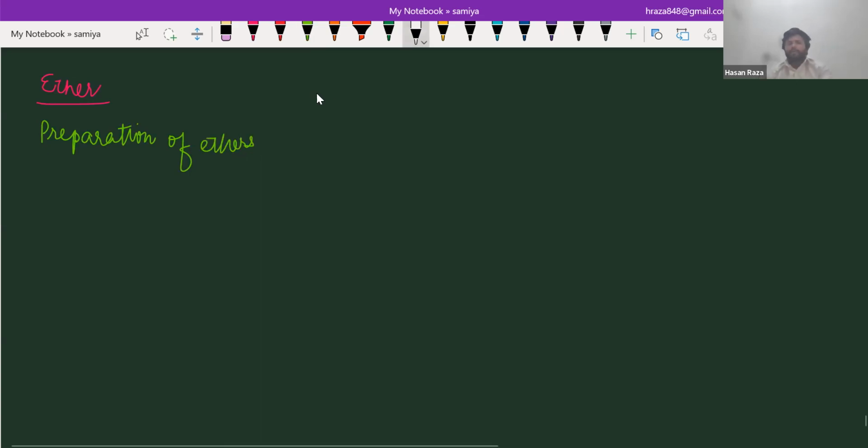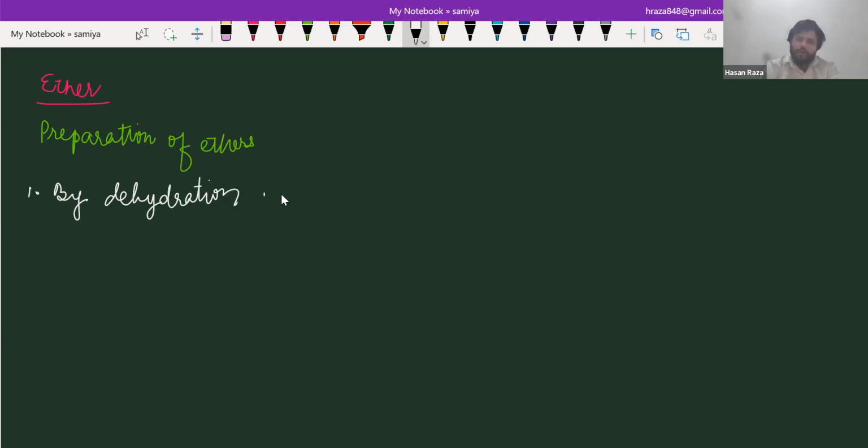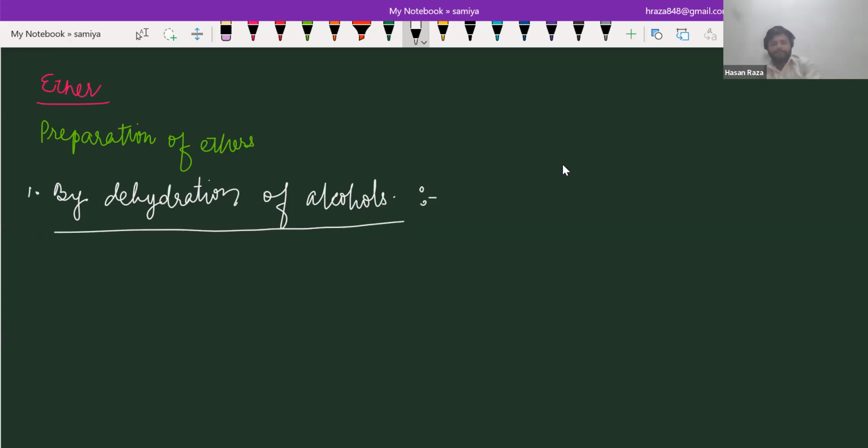So how do we prepare ether? There are different methods, and the first one is basically by dehydration of alcohols. As you know, we first learned that by dehydration of alcohol we get alkene. But here you can see by dehydration of alcohol we will get ether. So how are we going to get it?